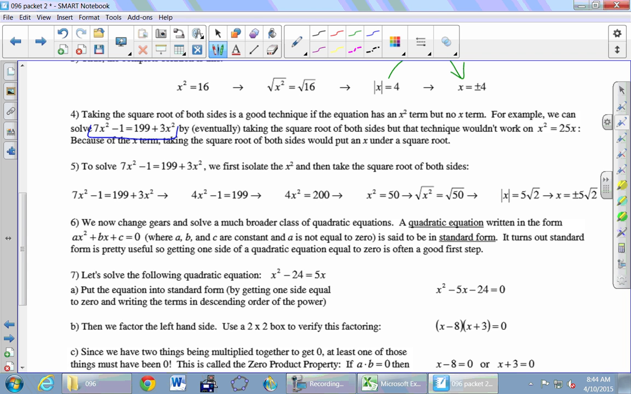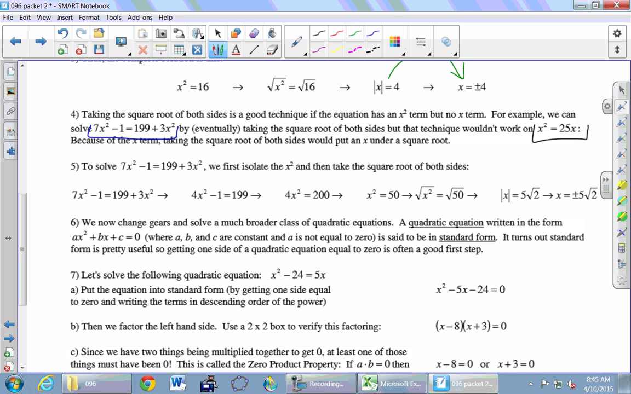Whereas this guy over here, underlined in black, it has an x squared term, great, but it also has an x term, that 25x, yeah? And there's a big difference between solving these 2 equations. We're going to solve this blue one by eventually taking the square root of both sides. It's actually written out here in number 5.